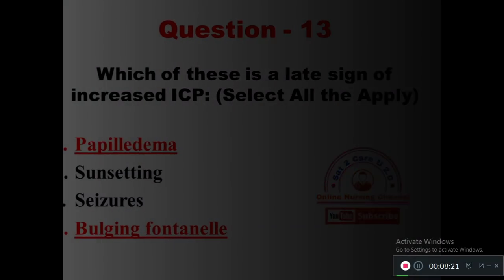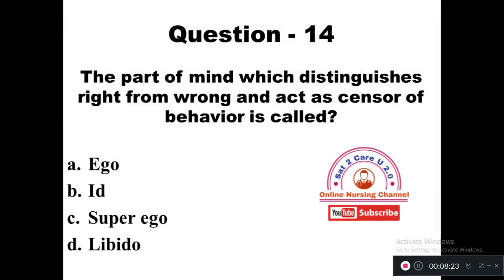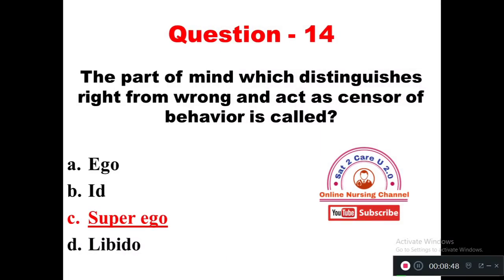Question number 14. The part of the mind which distinguishes right from wrong and acts as a sensor of behavior is called option A ego, B id, C superego, D libido. The right answer is superego, option C, which distinguishes right from wrong and acts like a sensor of behavior in our mind.